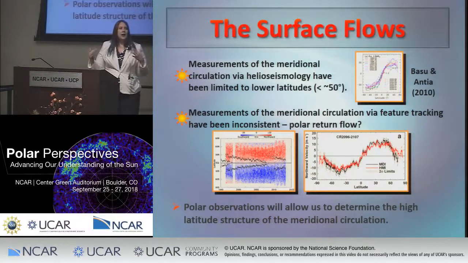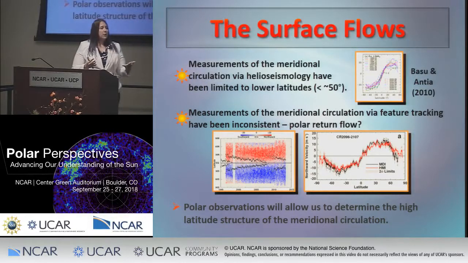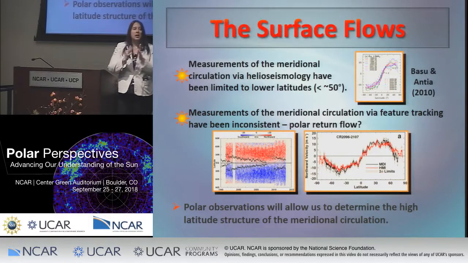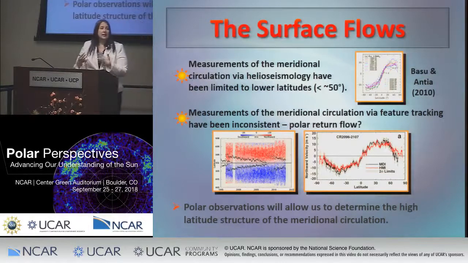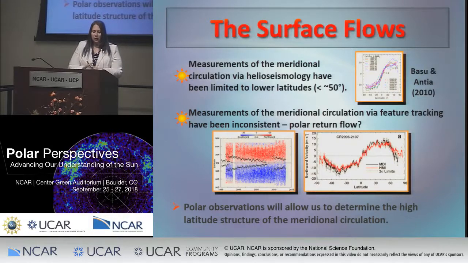If we have magnetic observations at the poles, then we'll finally be able to put to rest whether these polar counter cells that Rudy was talking about earlier are really there. Or is this just an artifact of the observations, or of our line of sight perspective, or an inclination of the magnetic fields that we're not correctly accounting for when we do our cosine of rho correction? That is really one big question. So polar observations will allow us to determine the high latitude structure of the meridional flow.